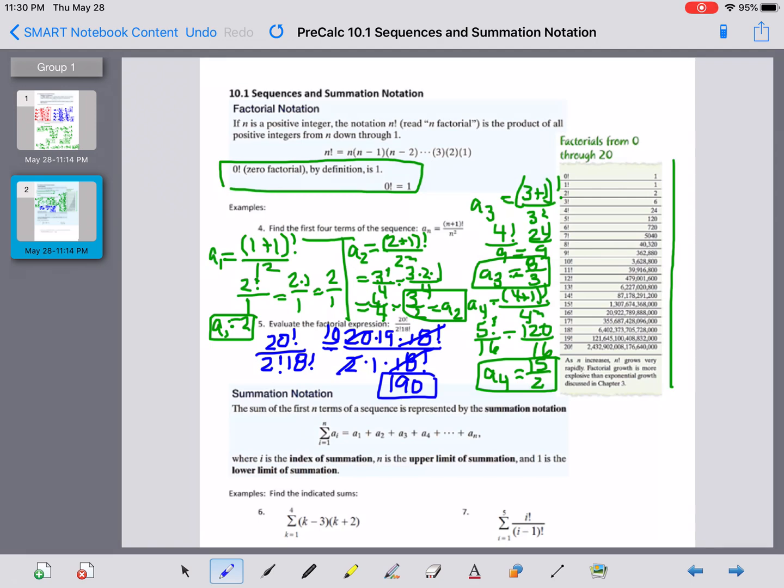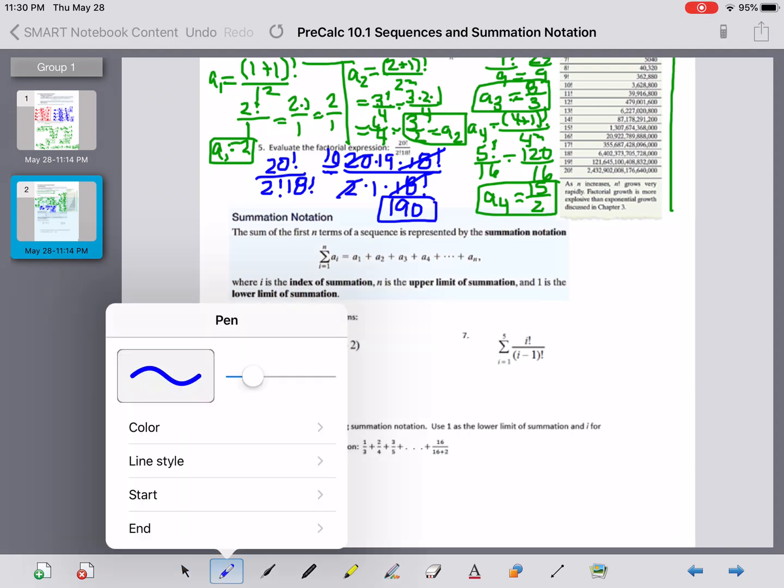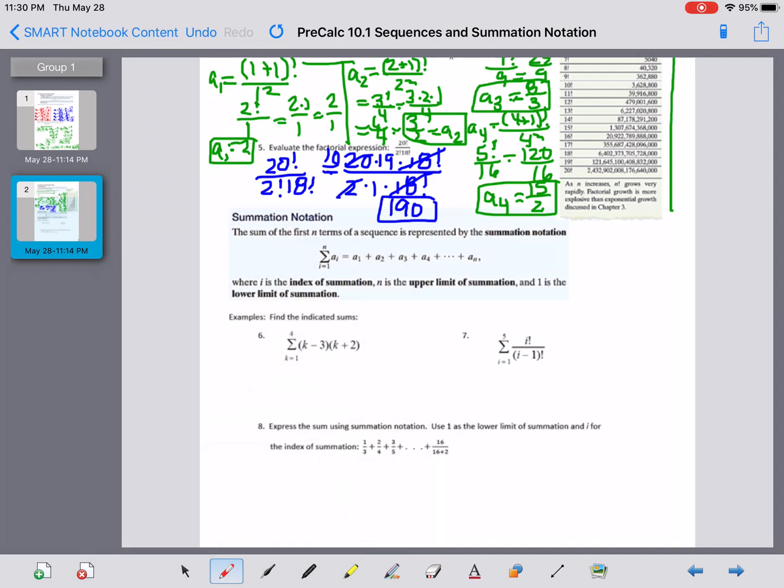All right, summation notation. It is super important to realize basically what this is just saying here: summation, sum. We're going to add, okay? So when you see this symbol here, this summation, it kind of looks like the Greek letter for a summation there. And we have different parts of it, okay?